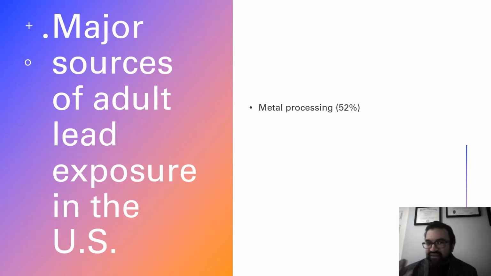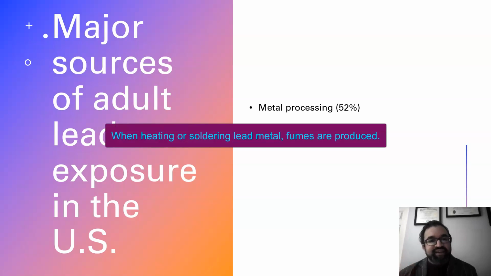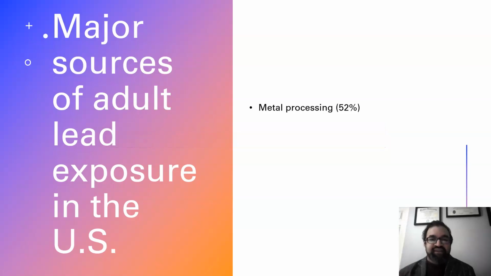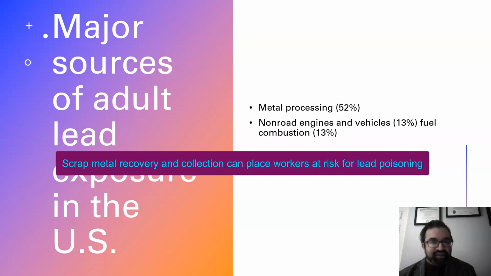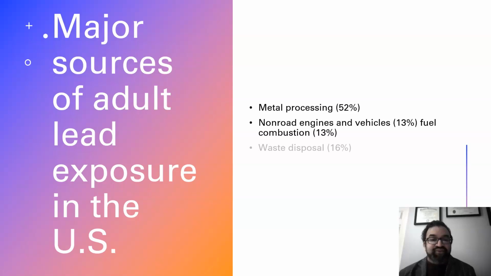So let's sum this up in this slide about what the major sources are. Primarily metal processing. While that is the primary, when you're thinking about non-road engines and vehicles, fuel combustion actually produces a great amount of lead and is a source of exposure. And then waste disposal, so disposing of batteries and other types of waste, which may still contain lead. So be aware of that, and then there are other sources.